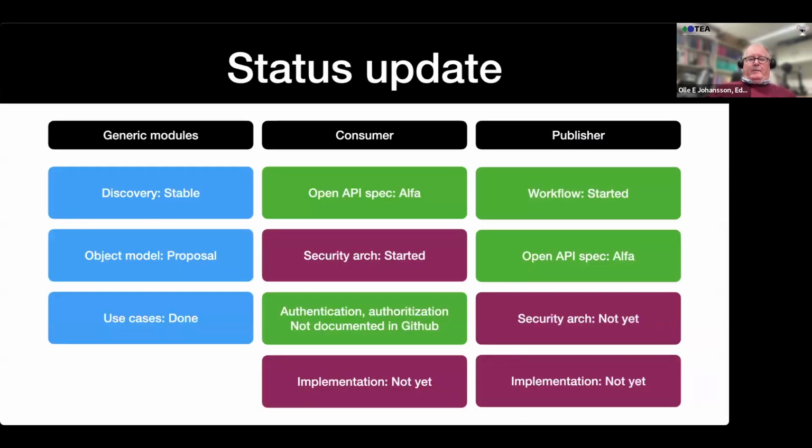So where are we? Well, we have covered the generic models. Anthony will very soon start talking about the object model. We have documented use cases. You can find them all on our GitHub repo. We started working on OpenAPI, and we have come a very long way. We still have a lot of discussions, which is a good thing.